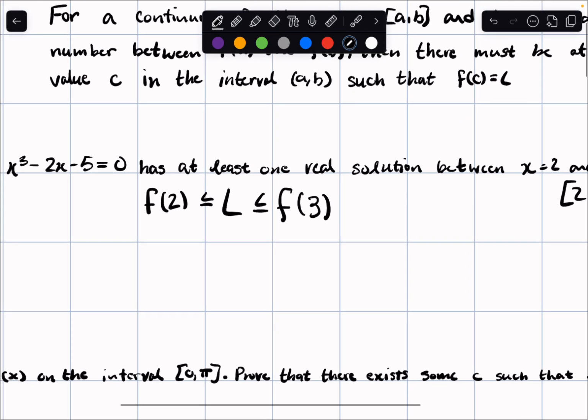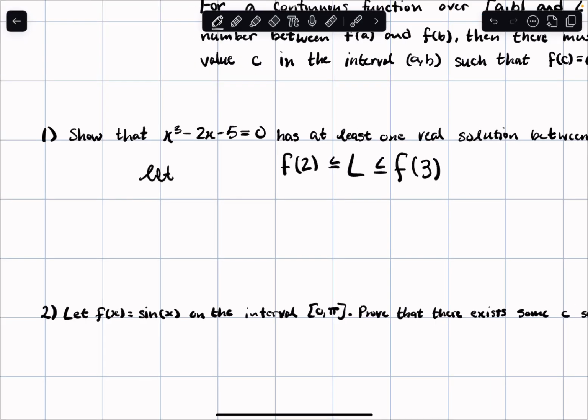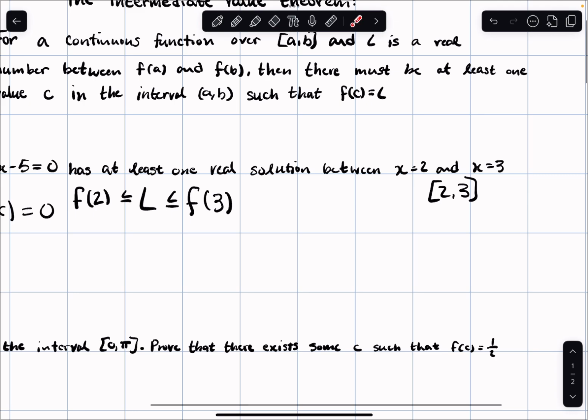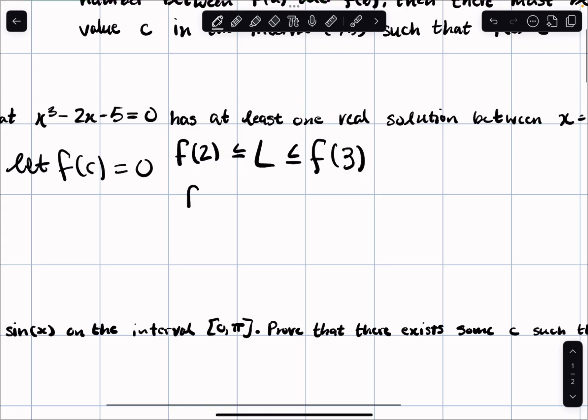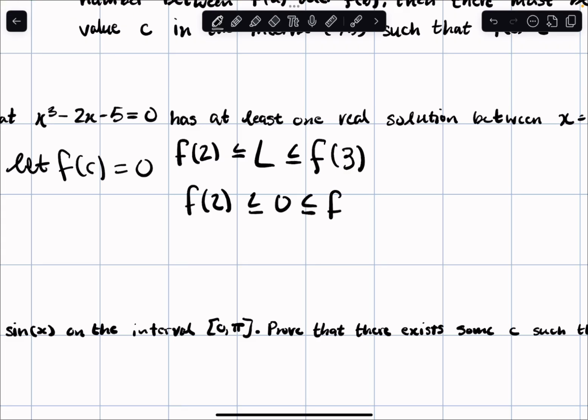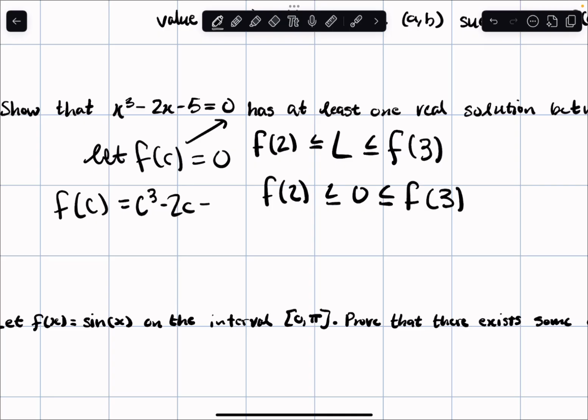So let's try it out. What is f of 2? Well, let's just say f of c equals 0, and we said that f of c is going to be equal to L. So we know that f of 2 is less than or equal to 0, which is less than or equal to f of 3. We need to see if this is true or not by plugging in. If you plug in, f of c is going to be c cubed minus 2c minus 5.